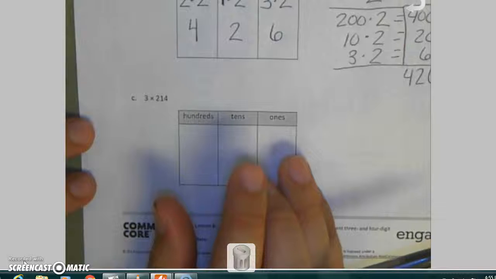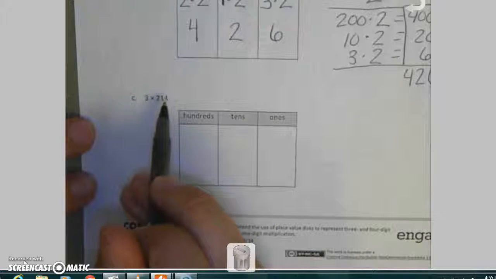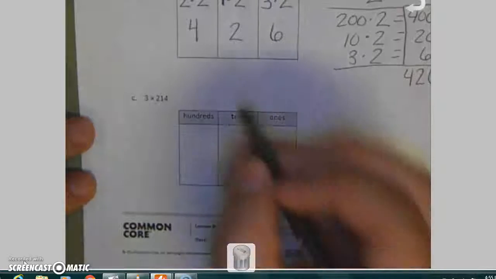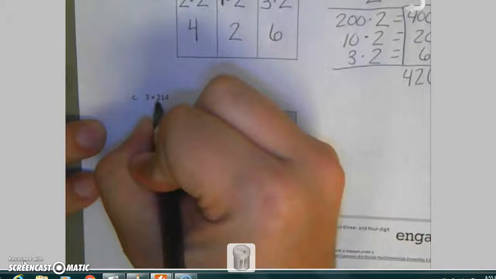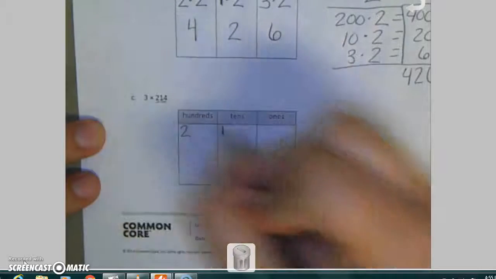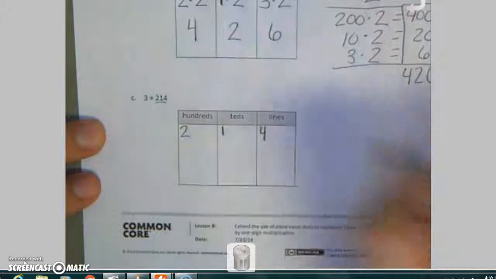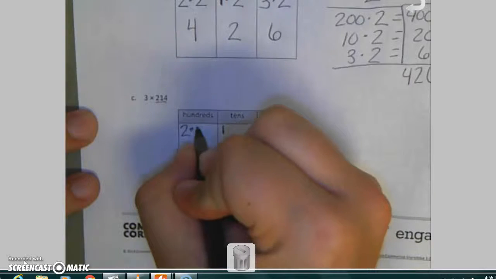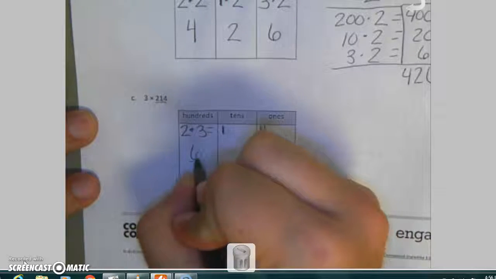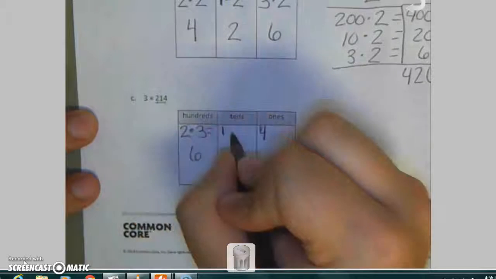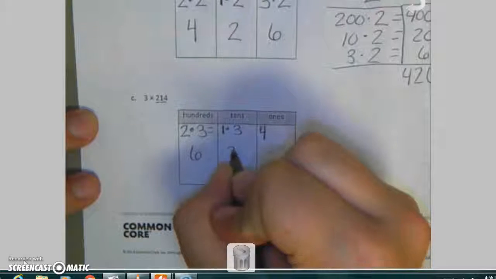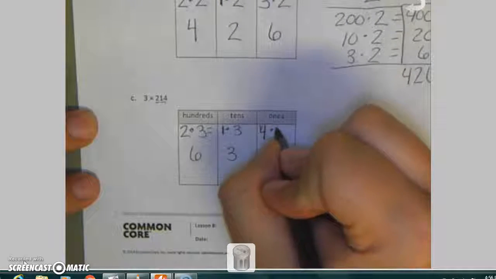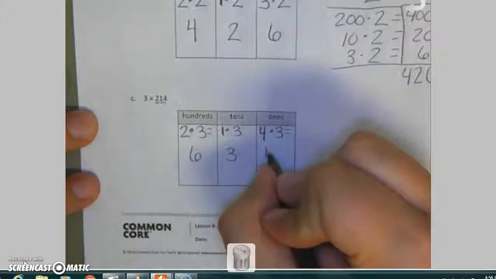Alright. Now let's try a different problem. 214 times 3. Again, I'm going to start with my place value chart just to see what that looks like. So I have 2 hundreds, 1 ten, and 4 ones. I need to multiply that whole number by 3. So 2 hundreds times 3 gives me 6 hundreds. 1 ten times 3 gives me 3 tens. And 4 ones times 3 gives me 12 ones.